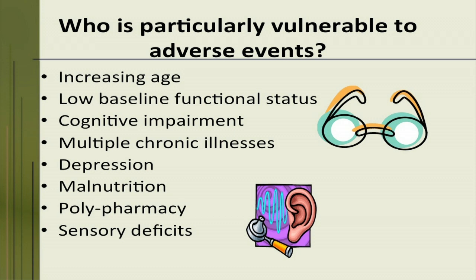Cognitive impairment is grossly underdiagnosed. So people that are coming into our acute care hospitals who do not have a diagnosis of cognitive impairment, who become more confused, who do not understand discharge orders or discharge education, all of these make them more vulnerable. People who have multiple chronic illnesses or comorbidities, depression, malnutrition as defined as low albumin levels, polypharmacy, multiple medications, not only prescribed by a healthcare provider, but over-the-counter and also homeopathic medications. And then sensory deficits, and specifically visual and auditory deficits.